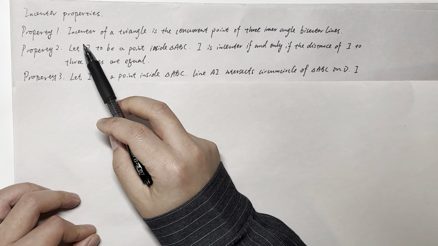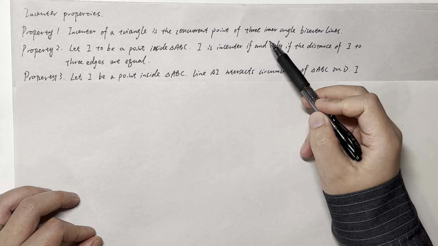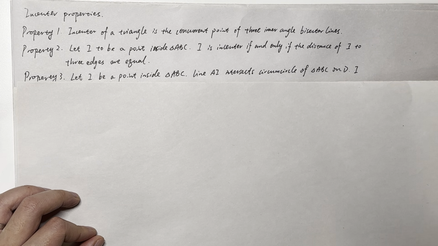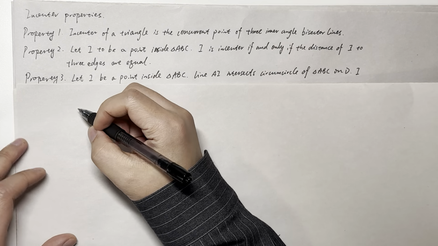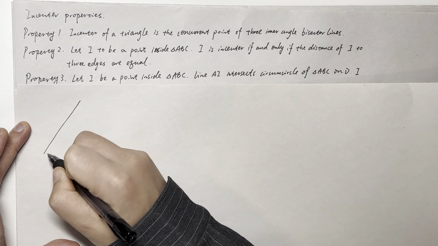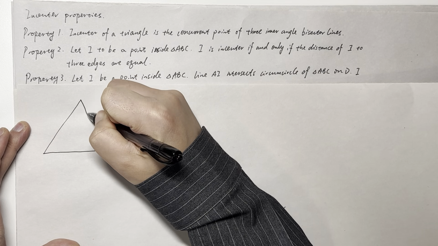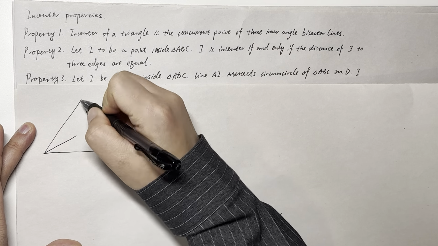Let's see the first property. The incenter of a triangle is the concurrent point of the three inner angle bisector lines. It's obvious, right? This is the definition of the incenter, and we can easily prove that the three angle bisectors are concurrent.